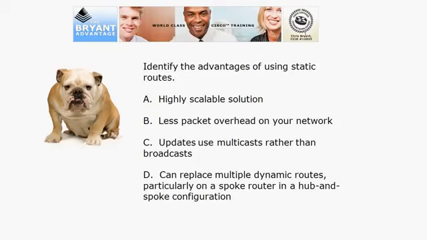It is static. And you can use static routes to replace multiple dynamic routes, and that comes in handy particularly on a spoke router in a hub and spoke configuration, because if you're looking at a situation where you got a spoke router and everything it sends out is going to go to the hub, you only need really that one default static route saying, I don't care where the data is destined to, just send it to this next hop IP address. So the true statements here are B and D.